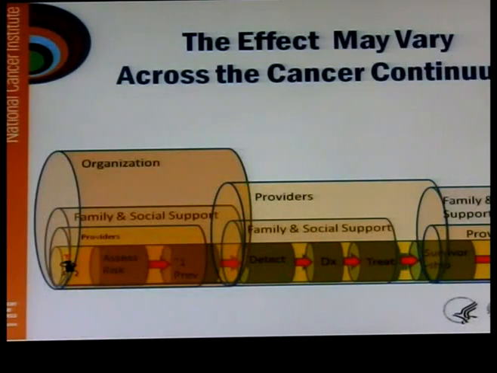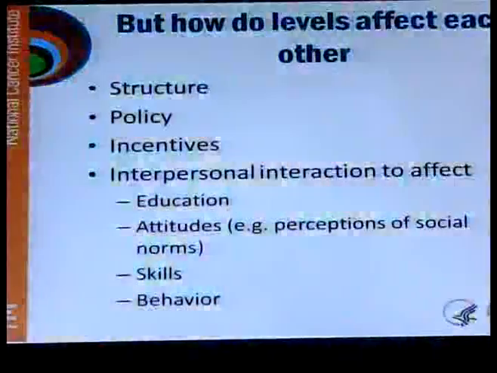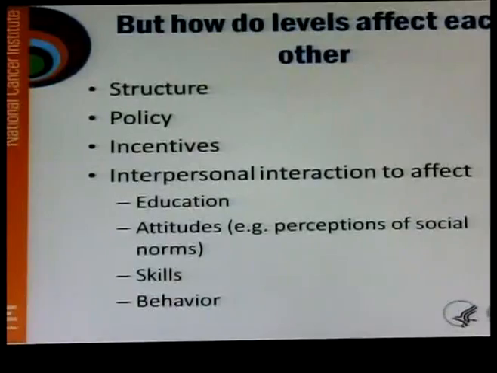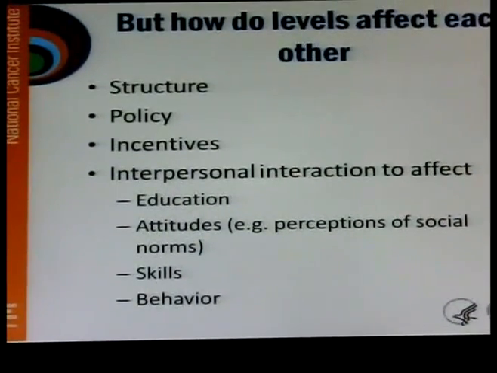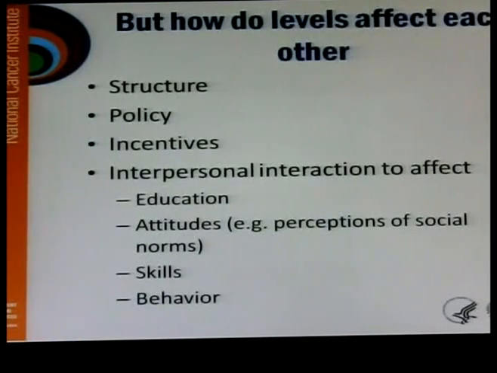And we haven't even thought about organizations and communities, which also are going to change their influences across care. And how do these levels affect each other? It's another critical question. And I think it's one of the questions, at least as I started to read the literature, where I got a little bit confused between what's a level and what's a mechanism of influence.